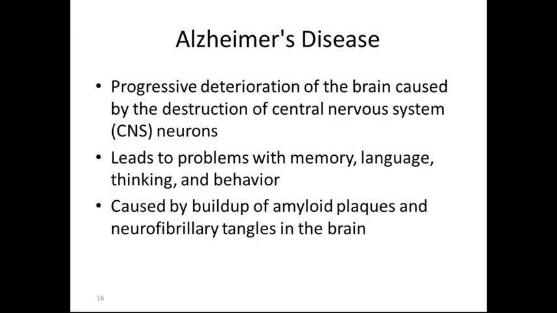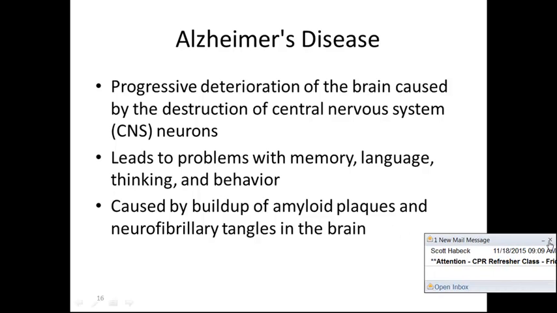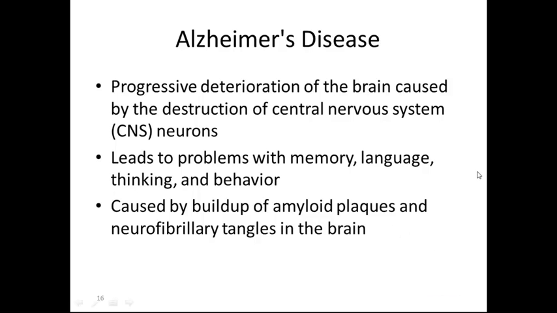Alzheimer's disease is a progressive deterioration of the brain caused by the destruction of central nervous system neurons. The only way we can confirm Alzheimer's disease is through autopsy. There is no definitive testing to see if a patient has Alzheimer's while they are still alive. Alzheimer's disease leads to problems with memory, language, thinking, and behavior, and is caused by a buildup of amyloid plaques and neurofibrillary tangles in the brain.